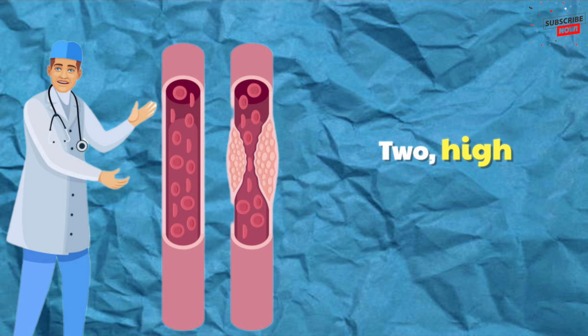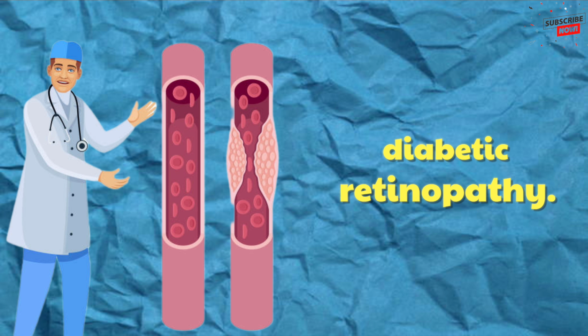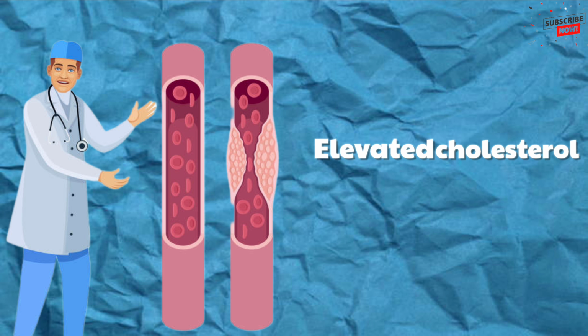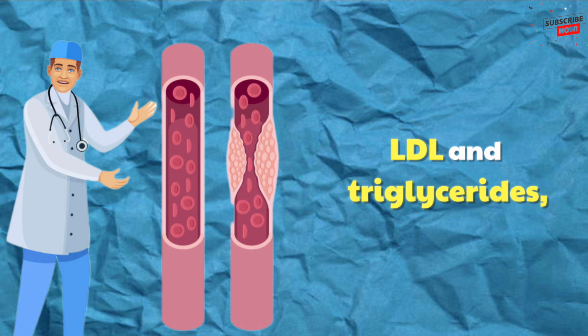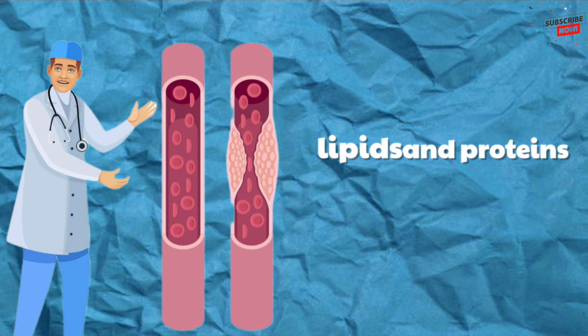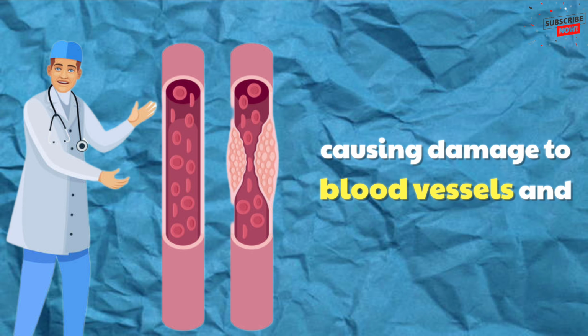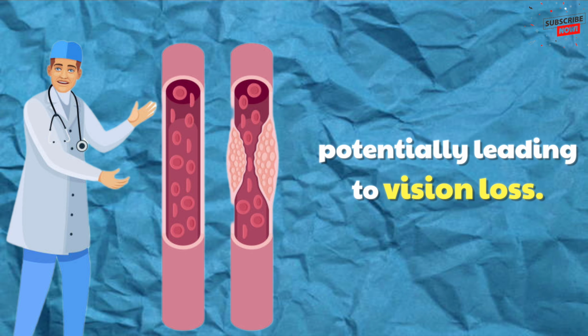2. High cholesterol. High cholesterol can contribute to diabetic retinopathy by increasing the risk of hard exudates and macular edema, which are complications of diabetic retinopathy. Elevated cholesterol and lipid levels, particularly LDL and triglycerides, can lead to the accumulation of lipids and proteins in the retina, causing damage to blood vessels and potentially leading to vision loss.